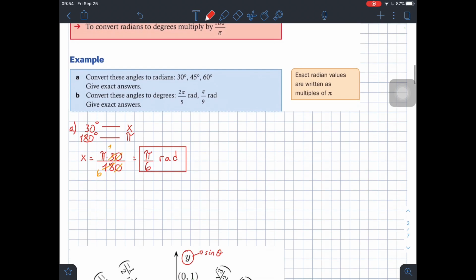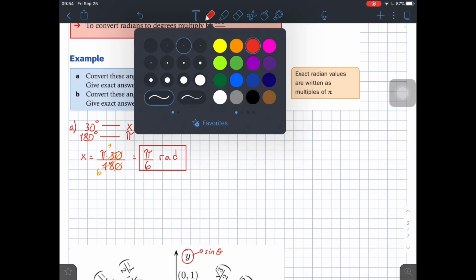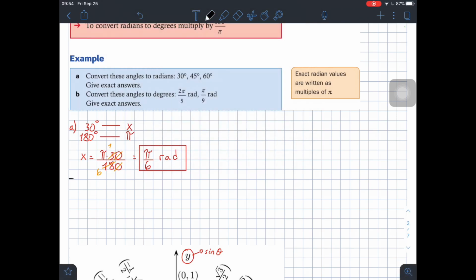Then 45 degrees, we're going to do exactly the same thing, right? For 45 degrees, we're going to have that 45 is to x as 180 is to pi. So if we write the expression directly, we're going to say that, let me separate this first.